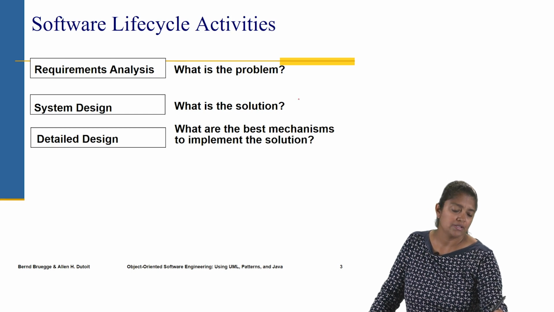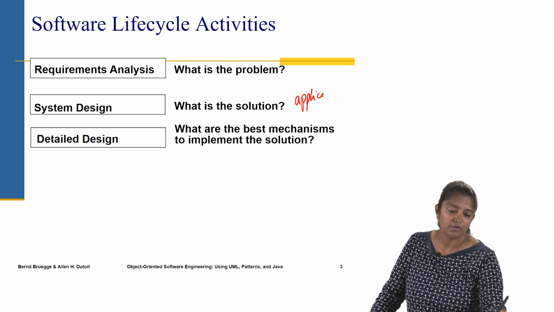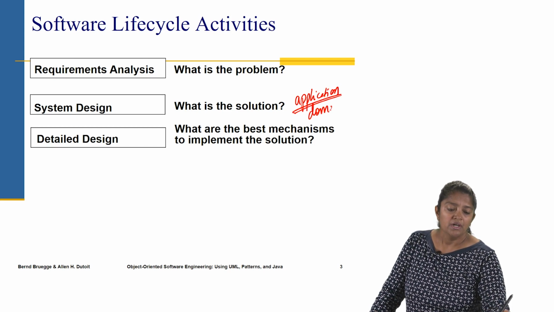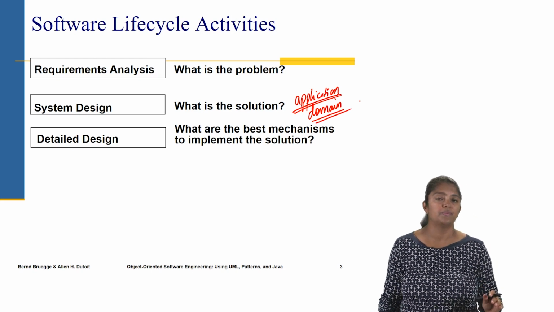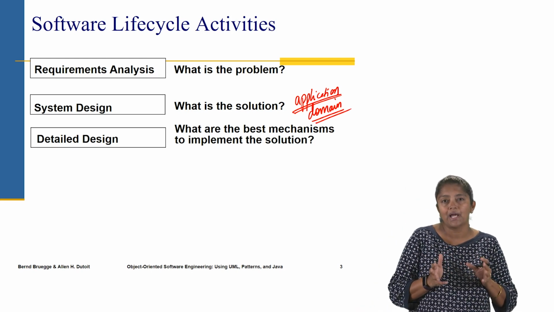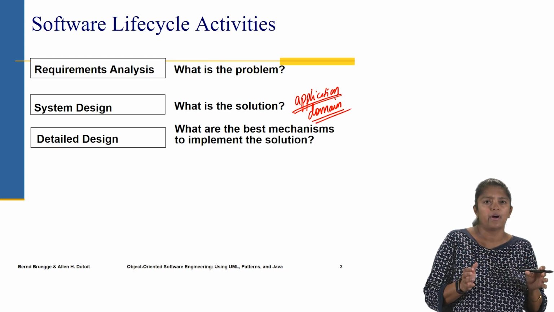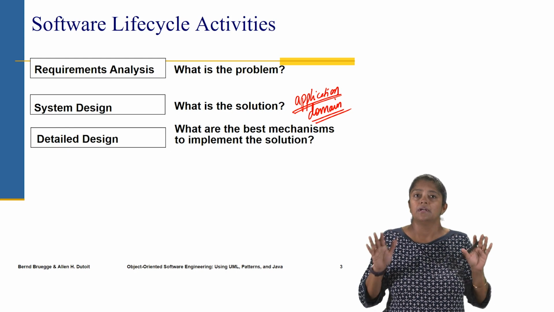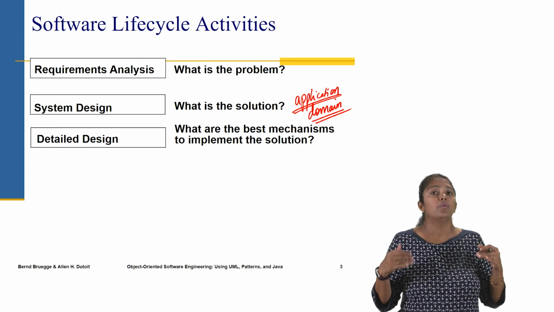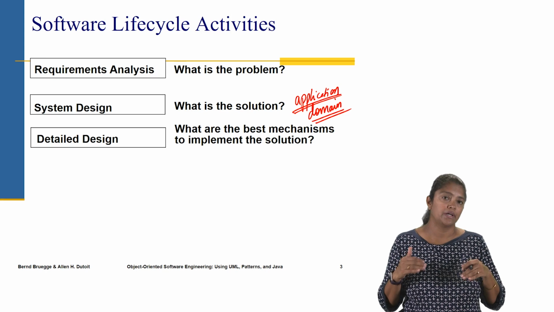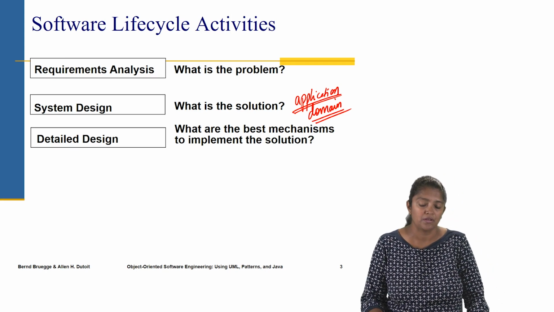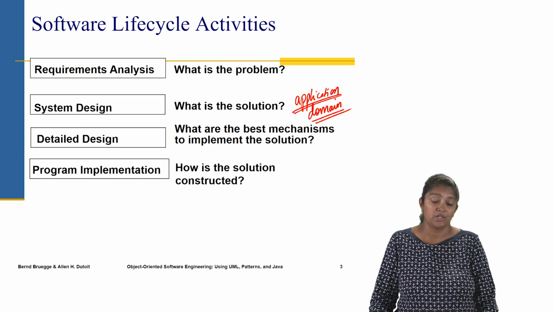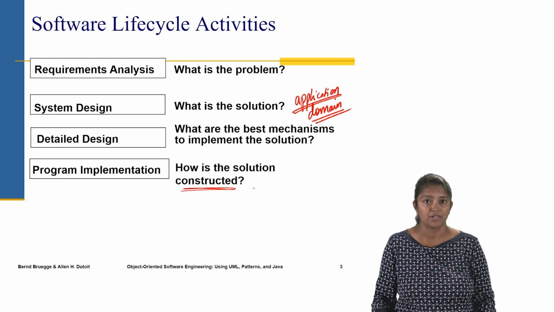Here at the system design phase, we are mainly only thinking about the application domain. We are not thinking about the specifics of the implementation, the platform, what kind of software, what kind of hardware. We are not getting into that. We are thinking about this design at a high level in terms of the application domain. Once that is done, then we think about the mechanisms to implement that solution, and that's where we come up with the detailed design. Then the solution is actually constructed through implementation.